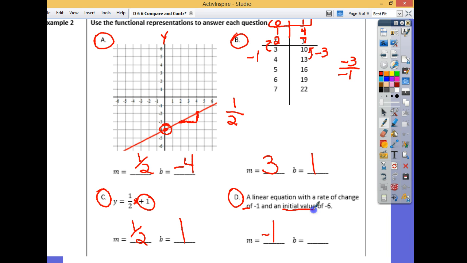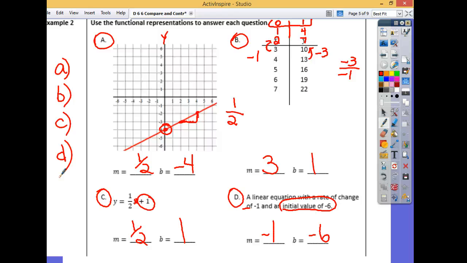And the initial value, what we started out with, the initial value on that y-axis, was -6. Now we've got to answer the questions A, B, C, and D. Letter A asks us, which two representations, so hold up on your boards, which two have the same slope? Out of the A, B, C, and D, which two have the same slope?